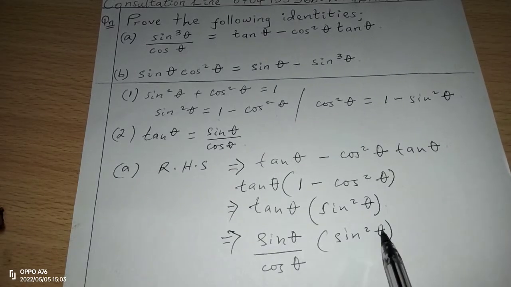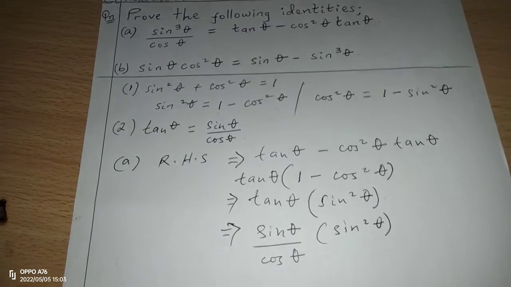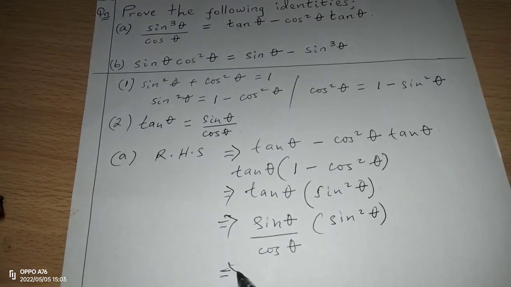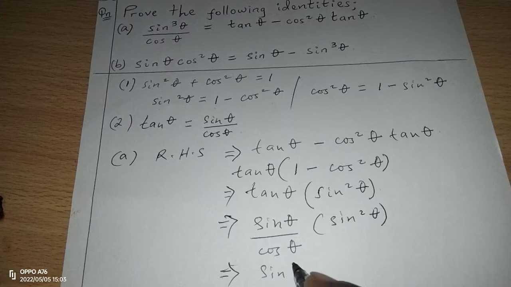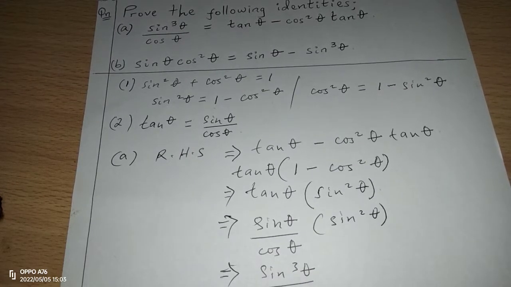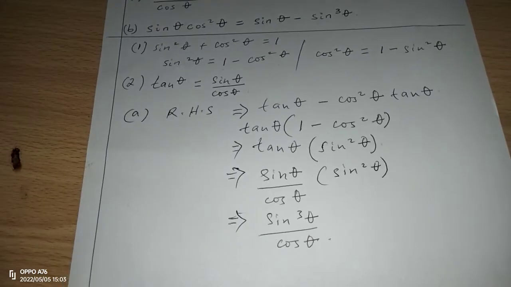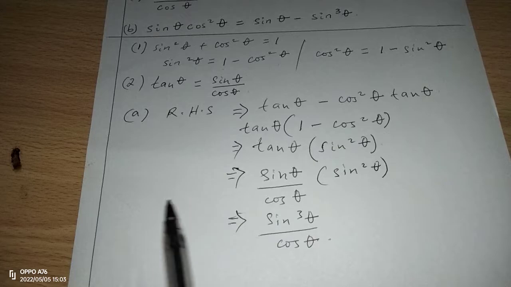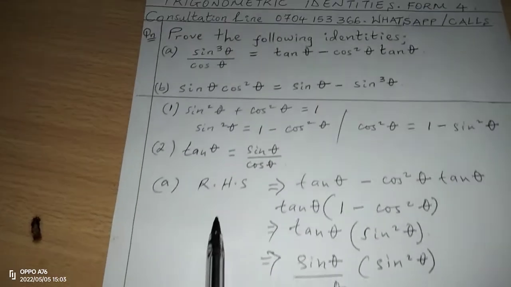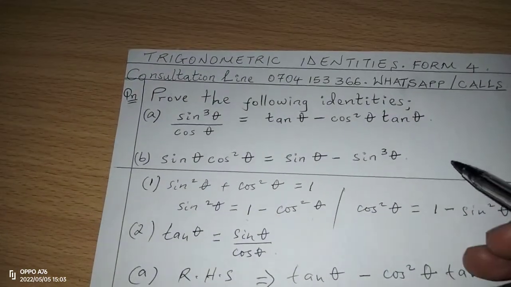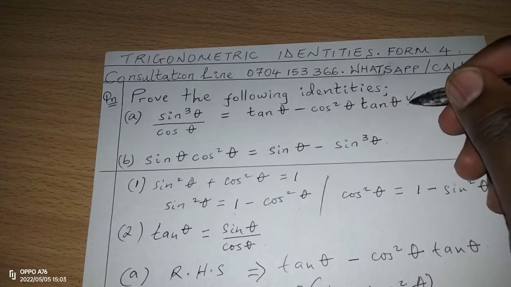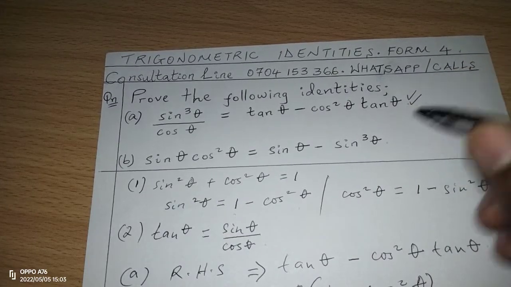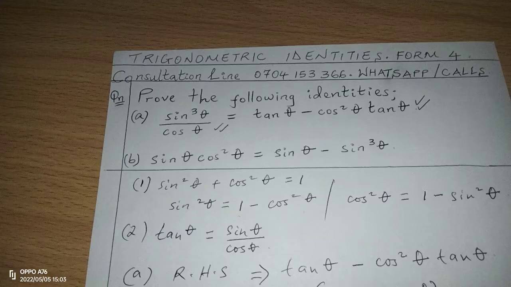Now, sine squared theta multiplied by sine of theta makes the sine to be cubed. And now we shall have sine cubed of theta divided by the cosine of theta. Therefore, sine cubed theta over cosine of theta has been proven to be equal to what is in the right hand side. Therefore, we have proven the first identity.